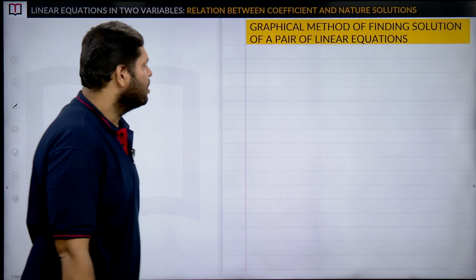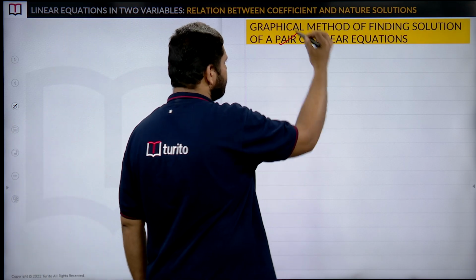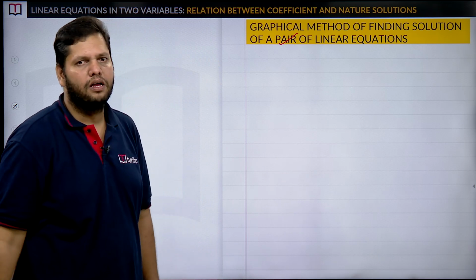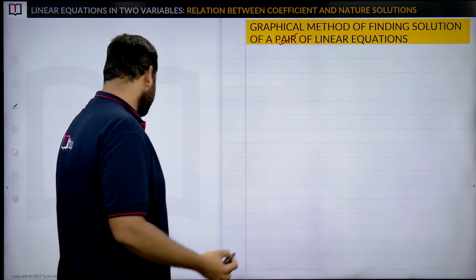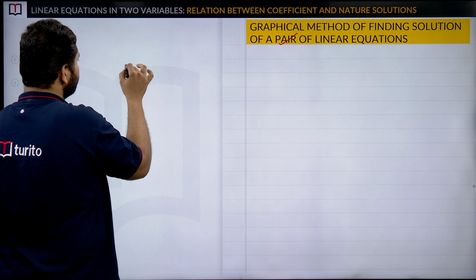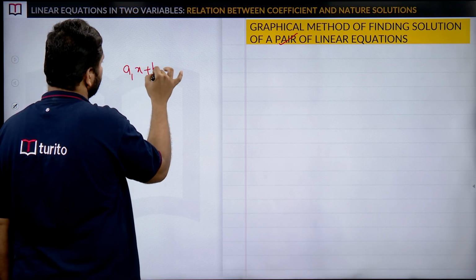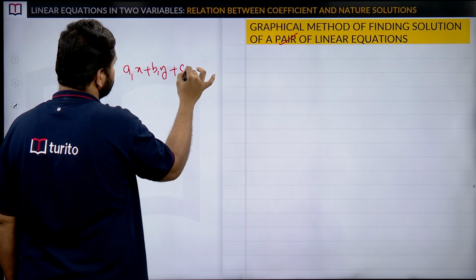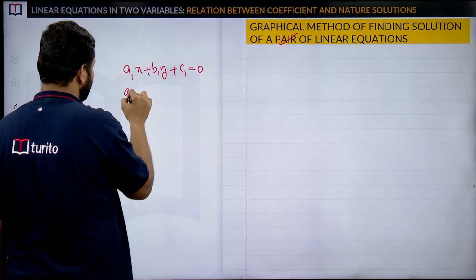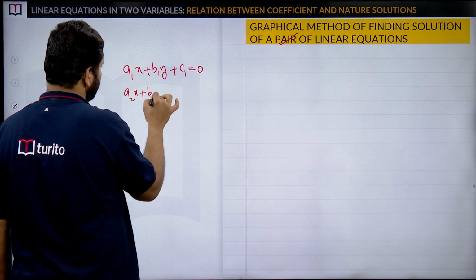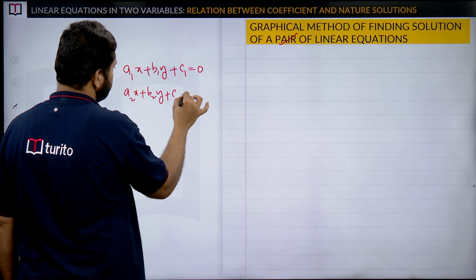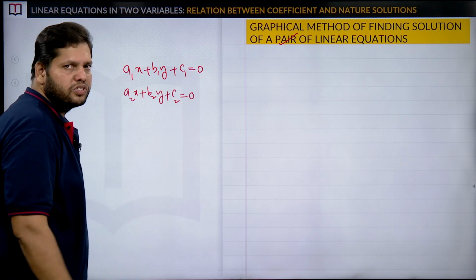First one, the graphical method of finding the solution of linear equations in two variables. Children, I think that you have the two equations. One equation is a1x + b1y + c1 = 0, and the other is a2x + b2y + c2 = 0. Okay, I have the two equations, children.